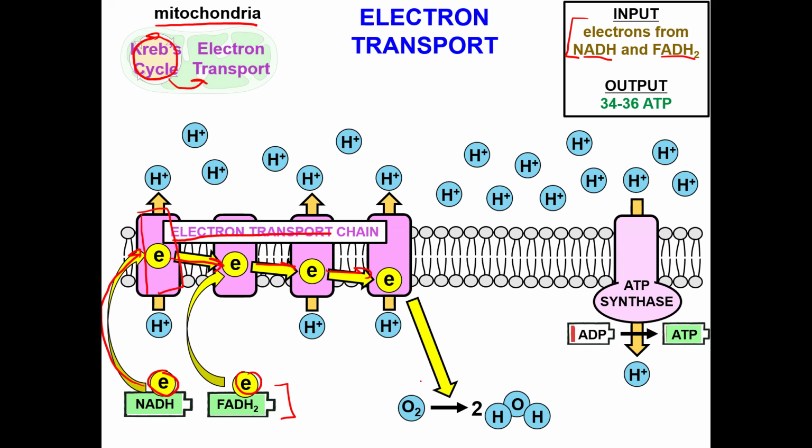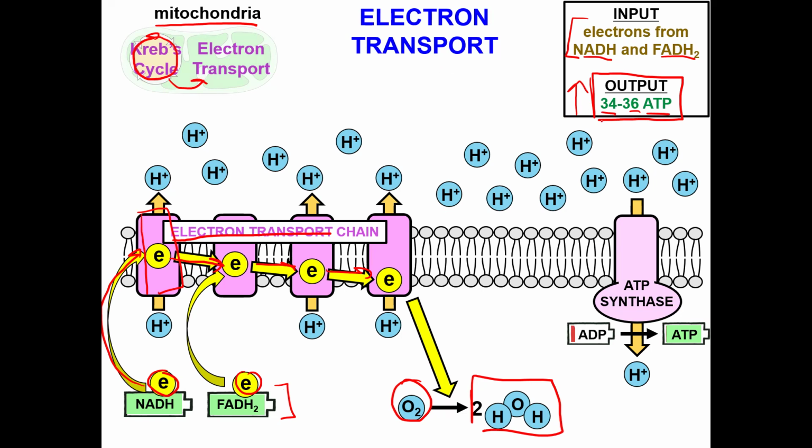And then finally, we're going to end up with a byproduct of oxygen, and we're also going to have our water. So in this case, again, we're taking in the electrons from the NADH and FADH2, and what we're trying to do is output or produce ATP. We're trying to produce roughly around 34 to 36. So this is going to be considerably much larger amount than the other two cycles.